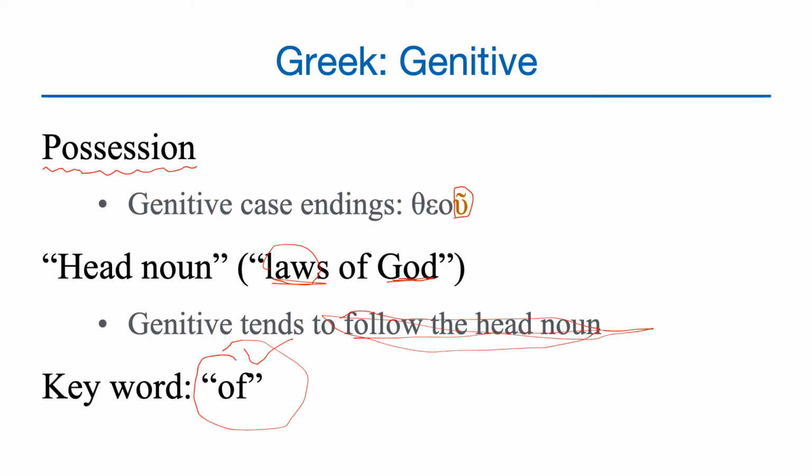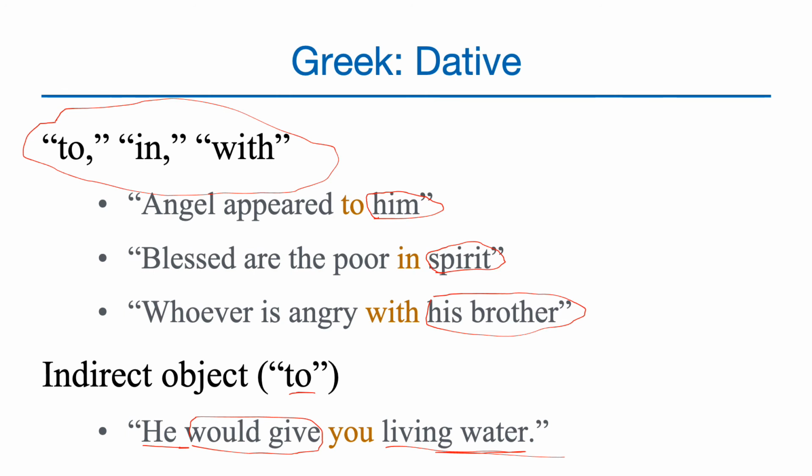And the keyword for translating the genitive is of. That is the keyword. So if you just see this, theou, which is the genitive, you will learn this case later, you translate it of God. You don't see any word in front of God coming here to indicate of, but the ending tells you that you should use of to translate it. In the Greek dative, the keywords are to, in, or with. Those are three keywords that you can use to translate the Greek dative.